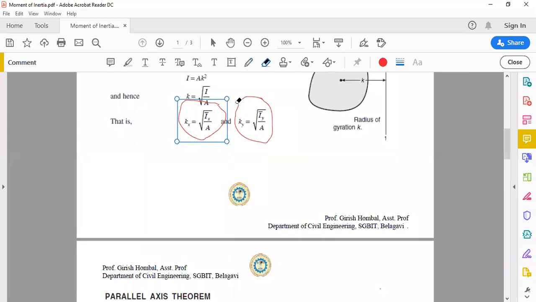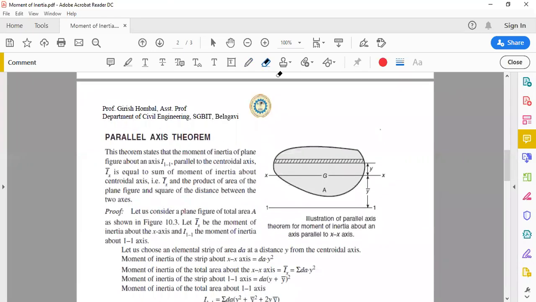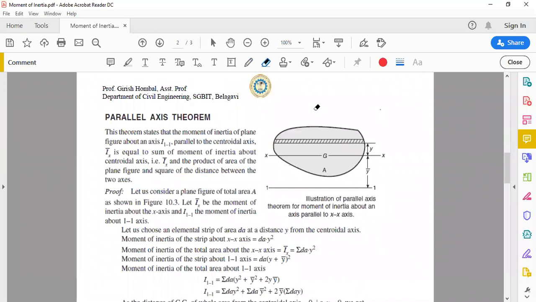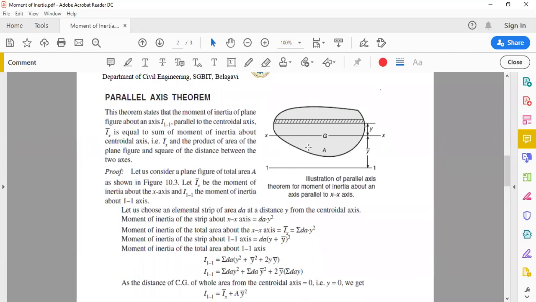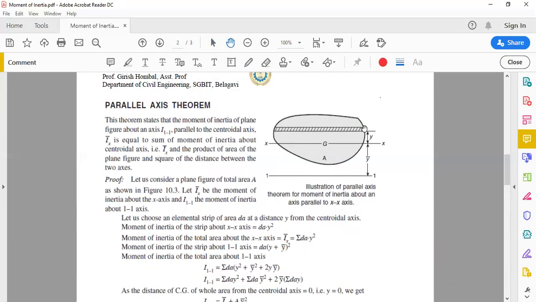Now next we shall go on with an interesting theorem, which is called the parallel axis theorem. Now, what is this parallel axis theorem? Let us consider an irregular shape of area A.